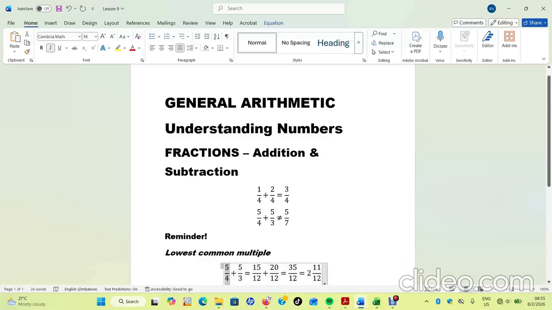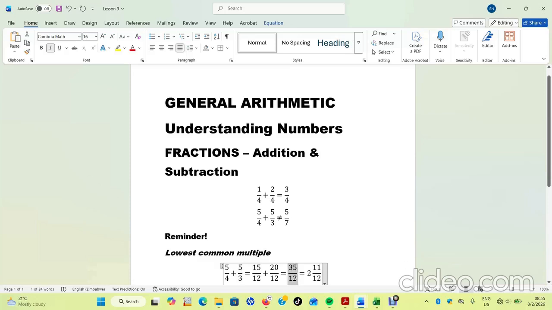Then 5 over 4 is equivalent to 15 over 12. 5 over 3 is equivalent to 20 over 12. How do we do that? We divide the original denominator into the new denominator, then multiply it to the numerator. In the case of 5 over 4, it's 4 into 12 gives us 3. 3 times 5, we get 15. Then for 5 over 3, it's 3 into 12, it gives us 4. Then 4 times 5, 20. So the numerator becomes 20. So it then becomes 15 over 12 plus 20 over 12.